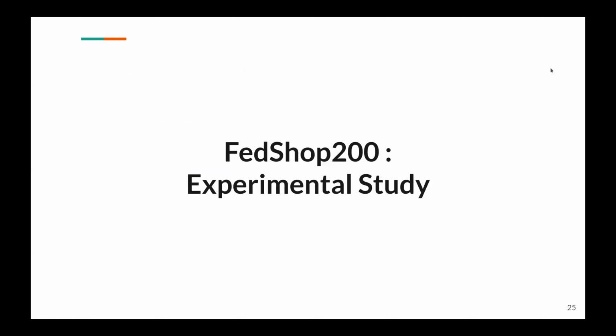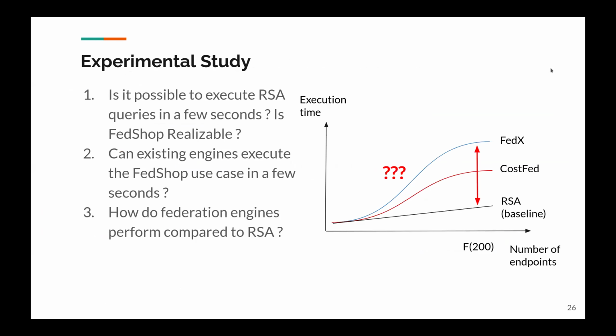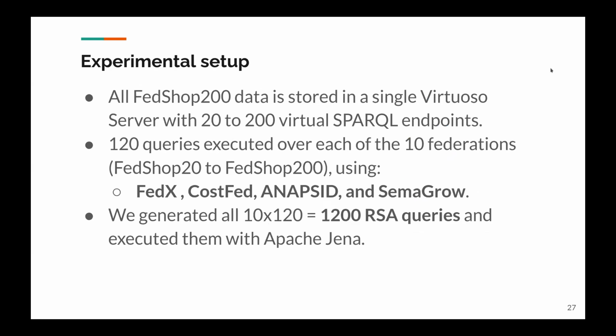Okay. So now we did a study with this benchmark, and what we wanted to see in the study is, first, again, whether this benchmark, or the use case, can actually be realized. Then these reference source assignments were executed in a few seconds. And then, of course, we want to compare the different engines. How do they compare to the baseline? And how do they compare to one another?